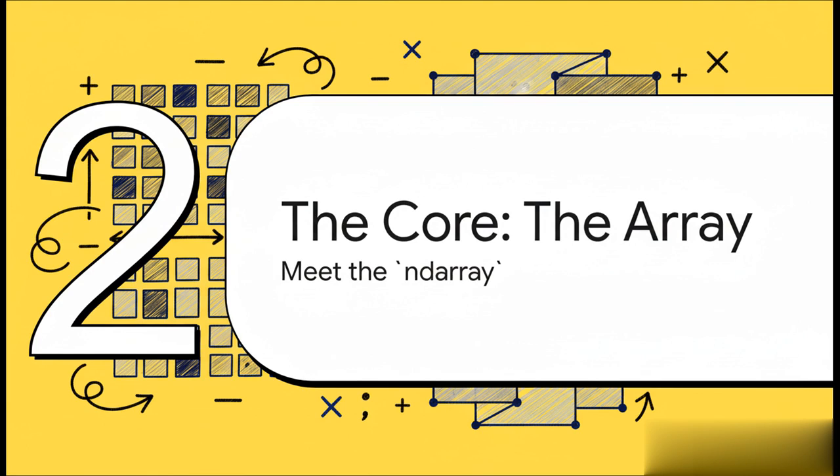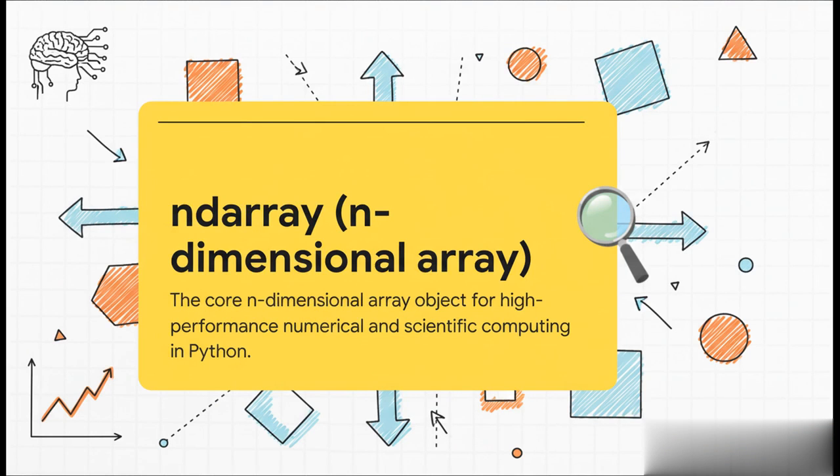Well, the secret, the absolute heart of it, is this thing called the n-dimensional array, or ndarray for short. So what is it? Just think of it as a supercharged grid of values. But here's the key, the secret sauce. Every single thing in that grid has to be the same type, all integers or all decimals. This rule is what lets NumPy blast through calculations on the whole grid all at once.